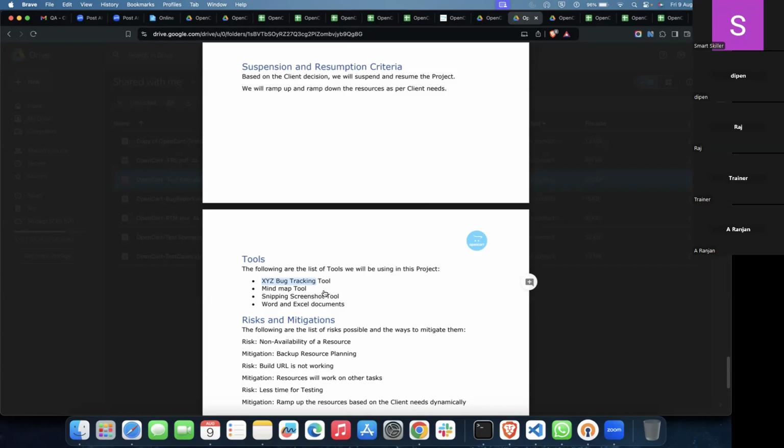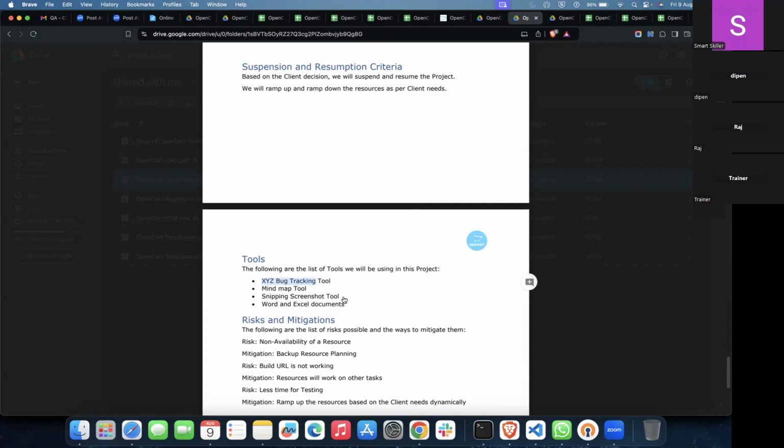Second, mind map tools. They are not compulsory. Mind map tools generally help you map the requirement to its respective functionality, or the respective bug to that functionality, just to give an idea of which module or functionality has how many issues. Most companies don't use mind map tools, and for some this feature is integrated in the bug tracking tool itself. Okay, the next would be the snipping screenshot tool.